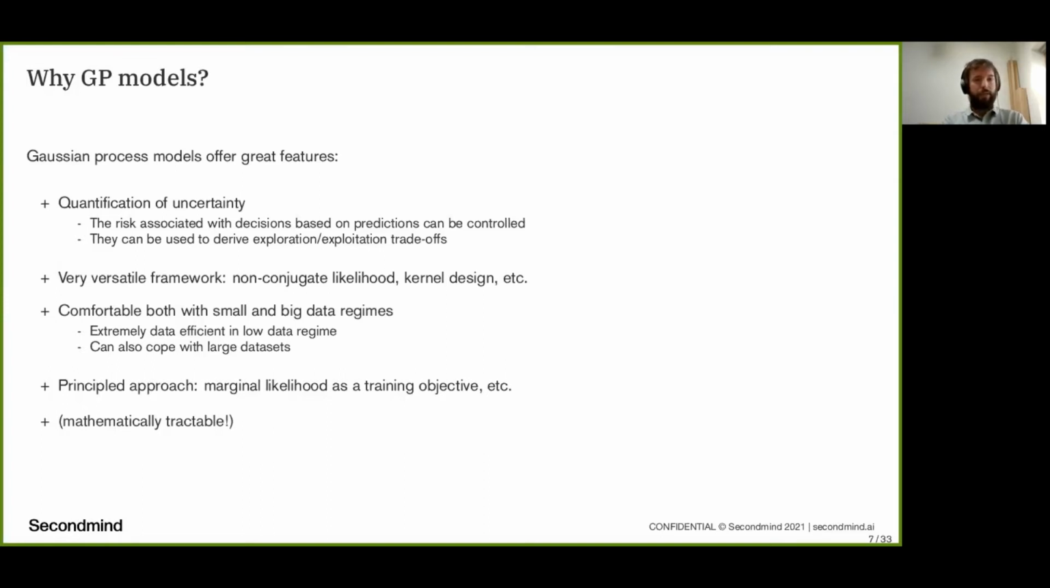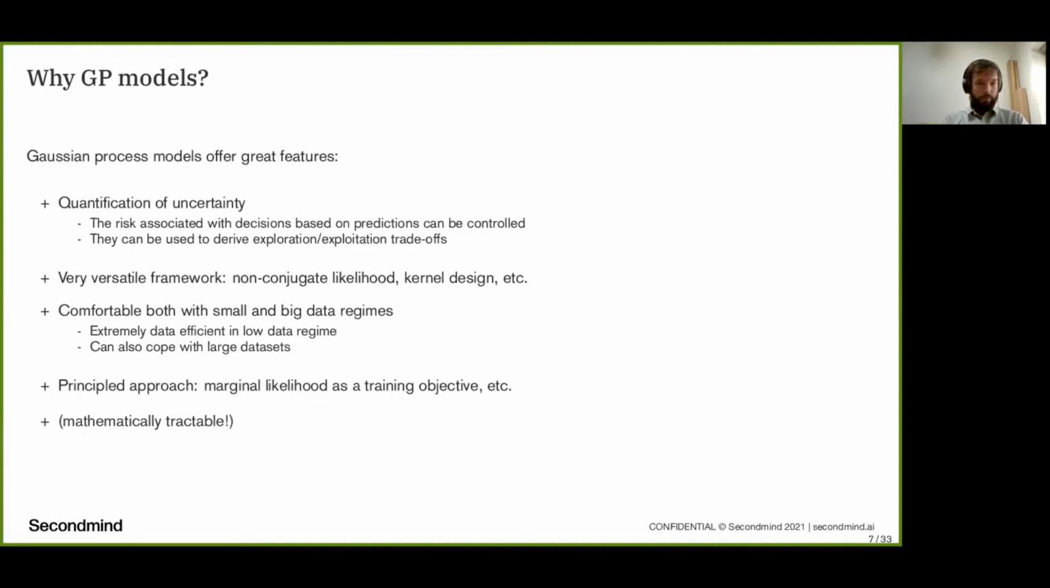There's also the fact that GP models are comfortable with both small and big data regimes. If you have small data, then they can be very data efficient because your model also carries a lot of assumptions. So you don't make your prediction just using the data, you make your prediction using also the prior assumptions that are in your model. And in the low data regime, having good prior assumptions is a great way to get good predictions. But they can also cope with large datasets, especially using variational inference and sparse Gaussian processes.